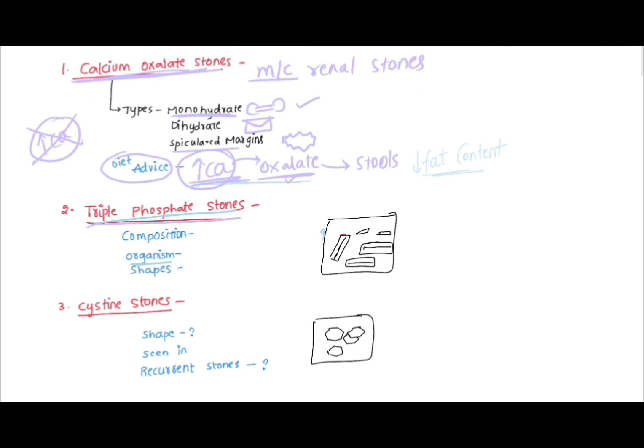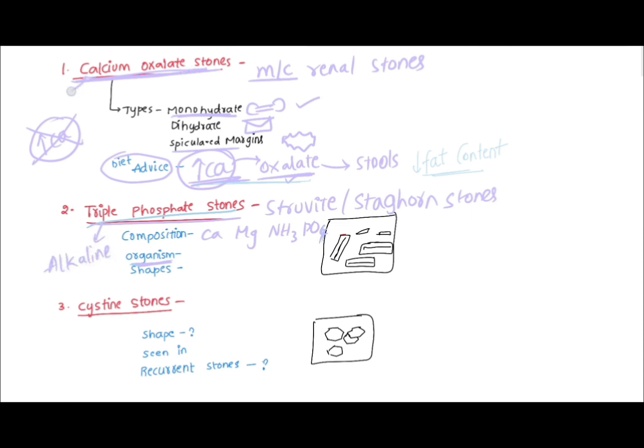And another type of stone is triple phosphate stone. It is also called struvite stones, also called staghorn stone. On scanning we'll see staghorn shape of the pelvis. So we call them staghorn stones. They are composed of calcium, magnesium, ammonia, and phosphate, right? So they are formed in alkaline urine.